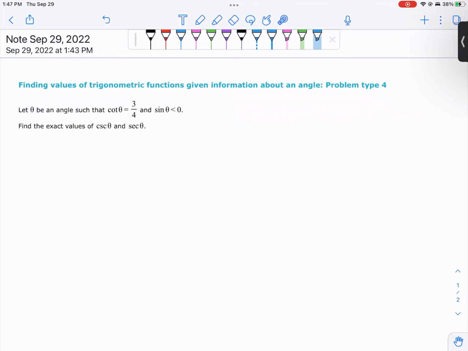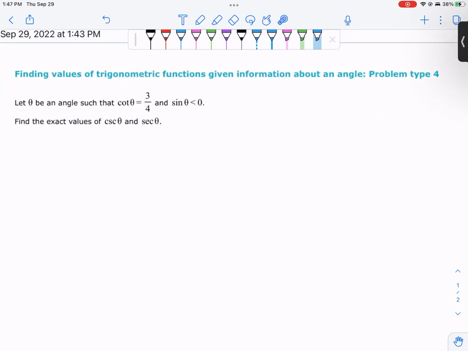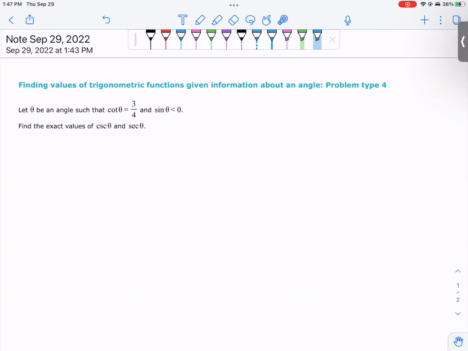Hello, Math 127 students. I received an email asking about this problem type 4, so I just wanted to send this video to everyone just in case you had questions about this problem as well on Alex. So I'm going to do two of them. These are some of the things that we were doing at the end of class.